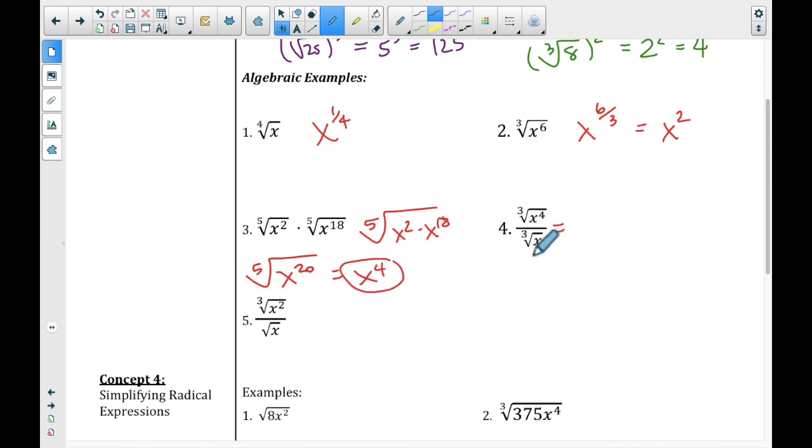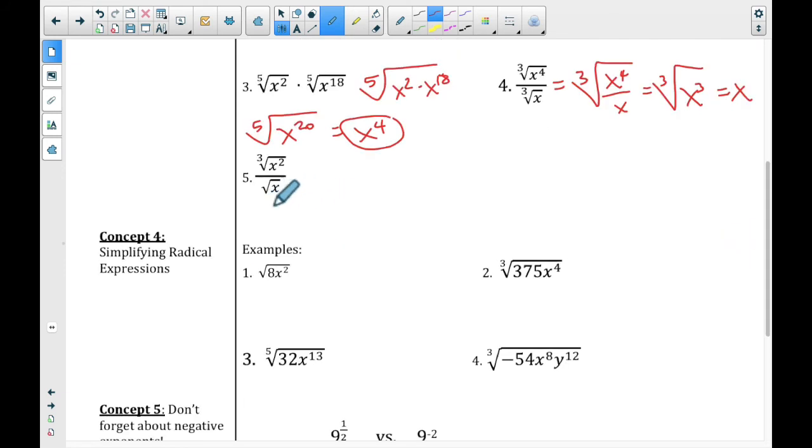When you have the same root, you can also put them together as a fraction like that. So we keep our x to the 4th and our x, but the cube root can go over all of it. And x to the fourth over x is just x to the third, and the cube root of x to the third is just x. When you have the same root as you do the power, that equals 1. So like 3 divided by 3 is 1, right? That's just x.